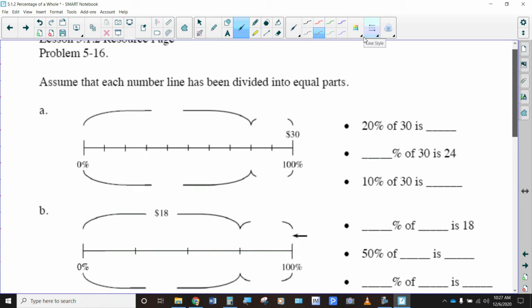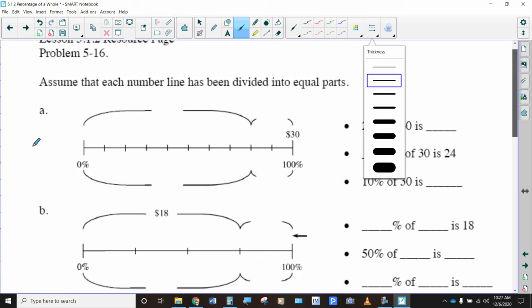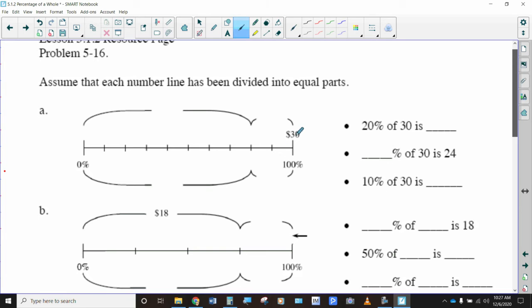Okay? So for part A, looks like the total is 30, correct? And it looks like it's partitioned into 1, 2, 3, 4, 5, 6, 7, 8, 9, 10 equal parts. So we can figure out that 10% of 30 we know is 3, right? Which means that each one of these parts has to be equal to 3. So I'm going to write that in.